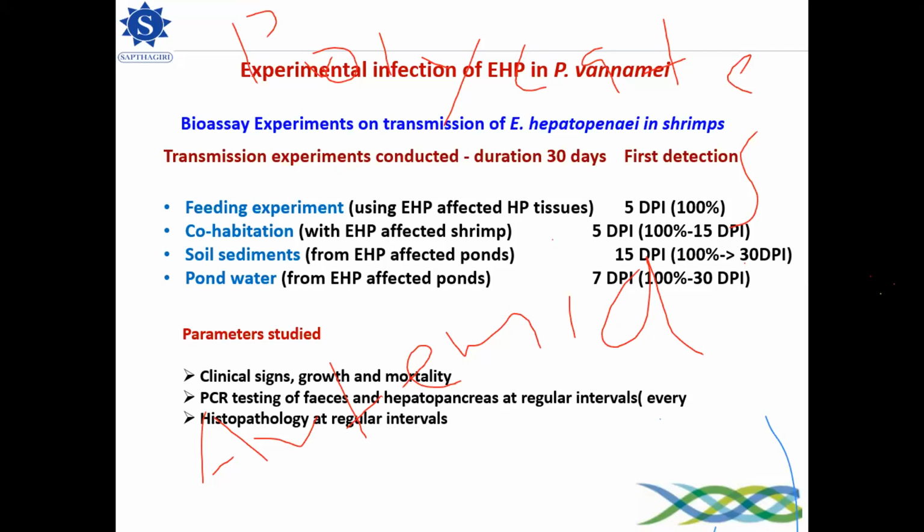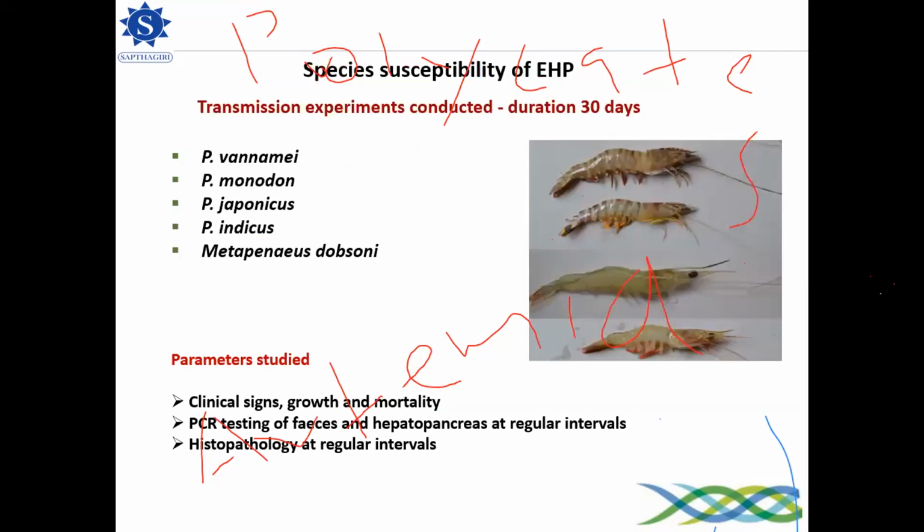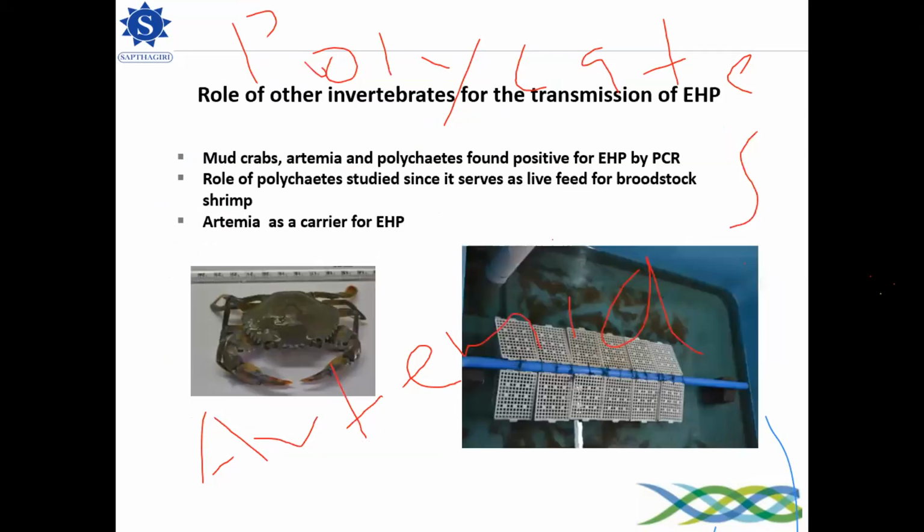In the same way, there are other reports of EHP infection in penaeid species. That means P. vannamei, Monodon, Japonicus, Indicus, Metapenaeus dobsoni, all are susceptible to EHP. And there are some reports that mud crabs, Artemia, and polychaetes are positive for EHP. But we still have to find out whether it is a host or a carrier. Being a crustacean, the mud crab may be a host of EHP infection, but there is no conclusive evidence.